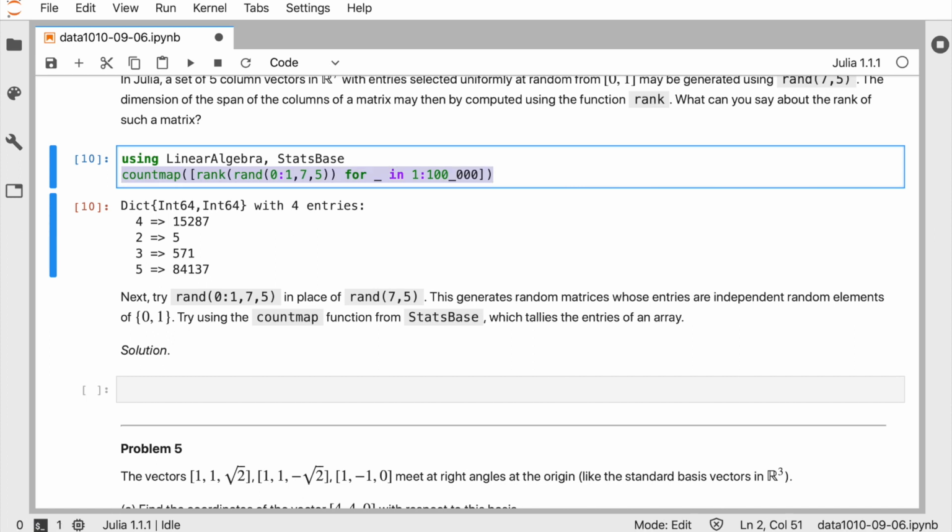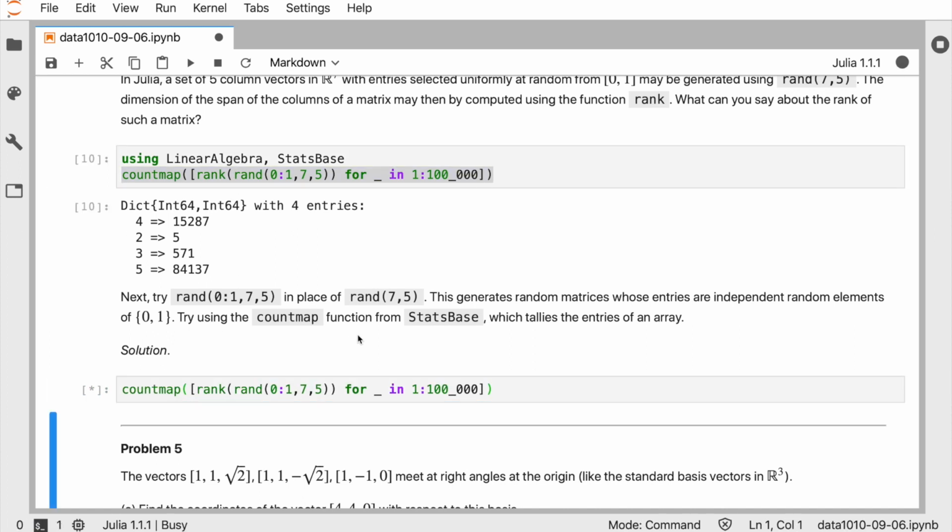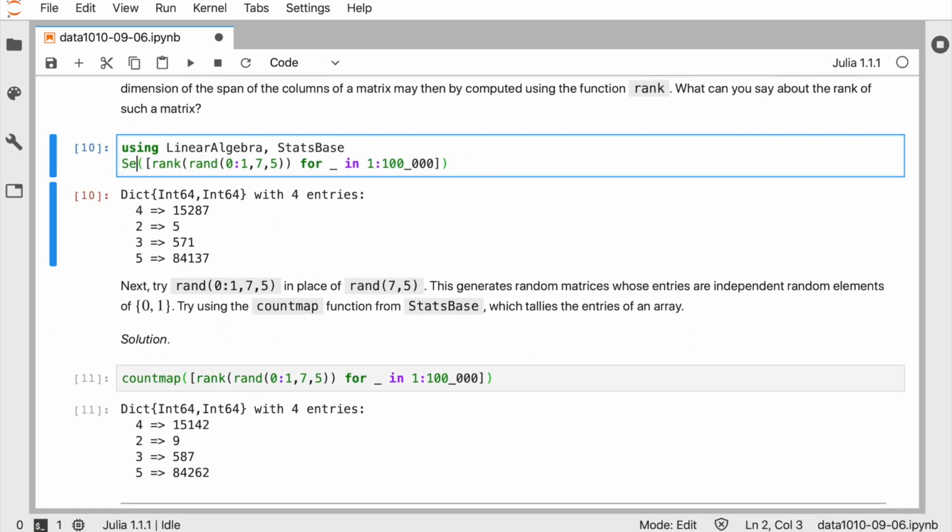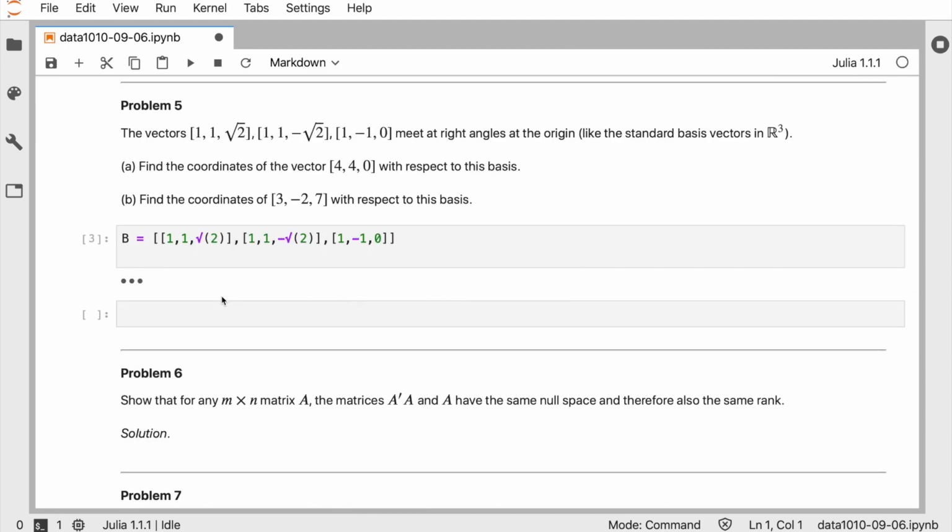So let's put this down here. Okay, in this problem, we're given 3 vectors, and we're told that they meet at right angles to the origin, which we could check by computing dot products between the pairs. And we're asked to find coordinates of a particular vector with respect to that basis.